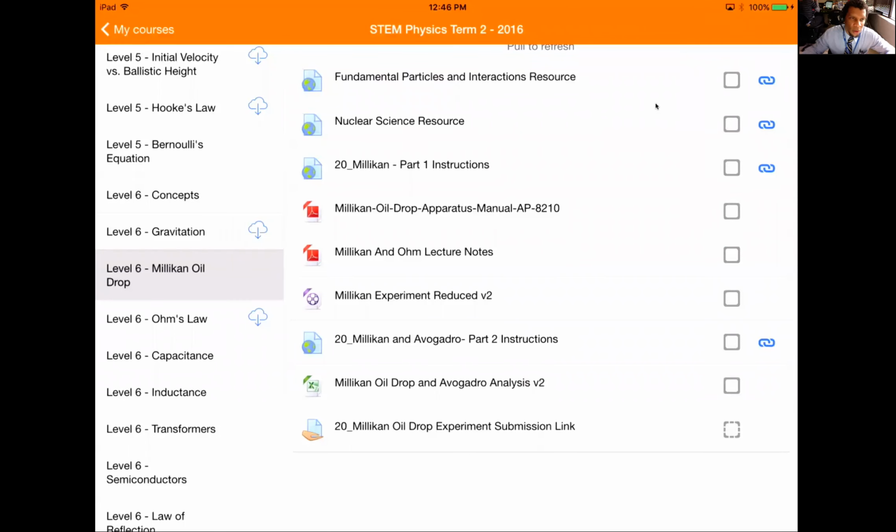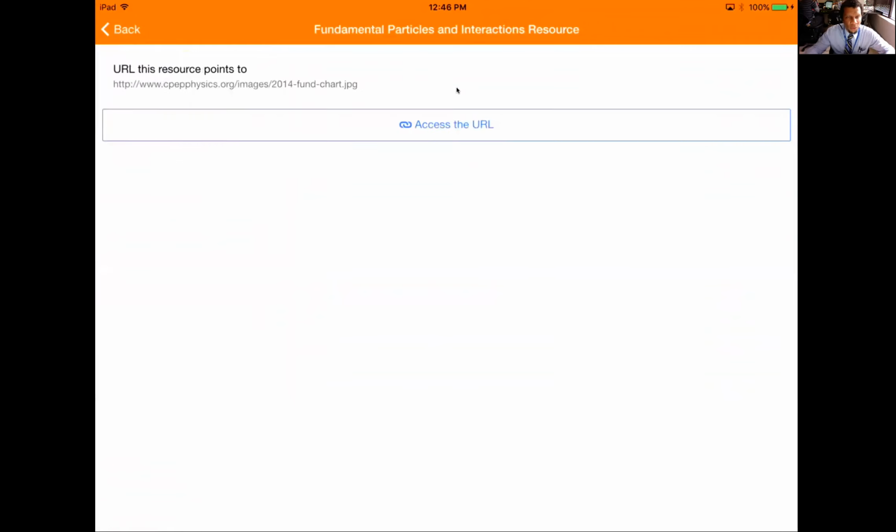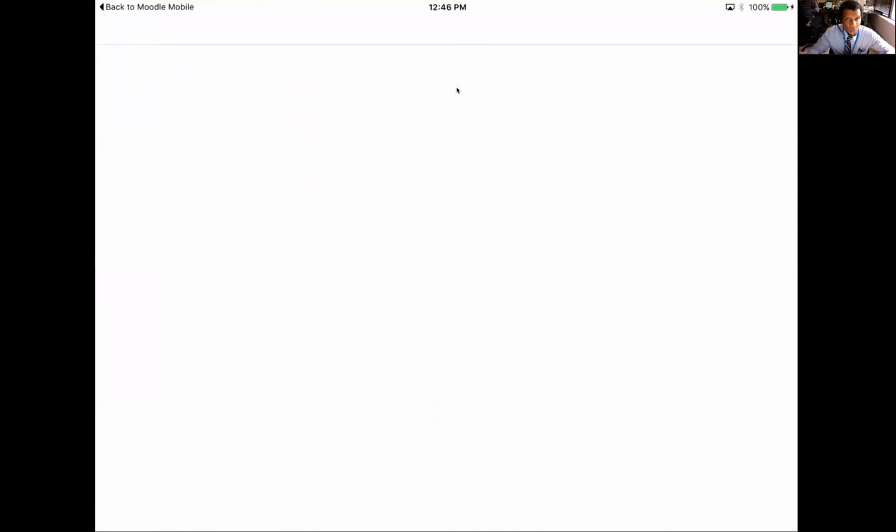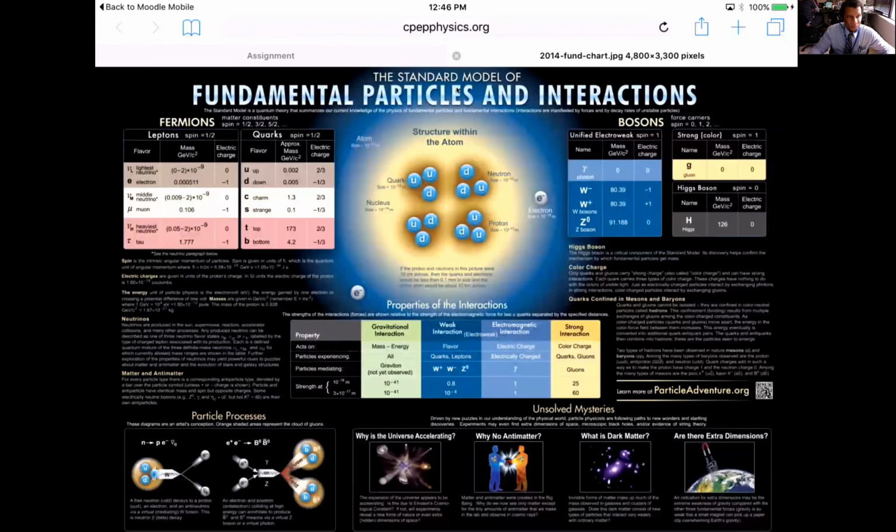Hello, class. We are going to look at Millikan's oil drop experiment. There are several things that we'll look at inside of this section. You'll see that we have a fundamental particles and interactions resource. This is a great resource when it comes to fundamental particles and interactions. It gets into what leptons and quarks and bosons are, and what they're made up of.